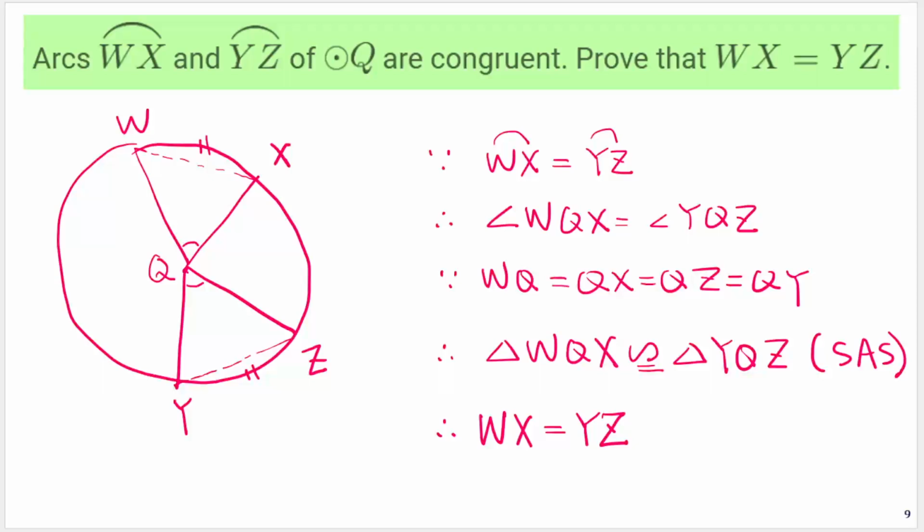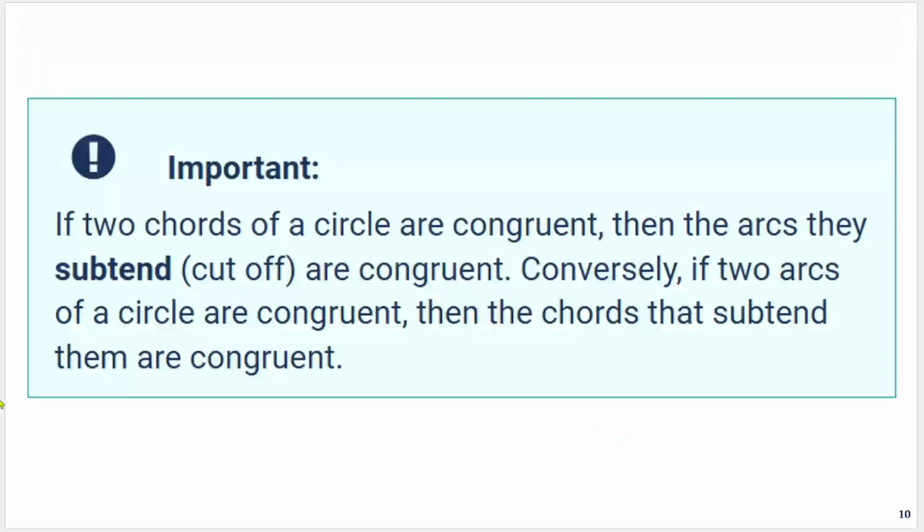So in summary, this tells us a very important property in a circle. Probably want to write this down in a notebook. If two chords of a circle are congruent, then the arcs that they subtend or cut off are also congruent. Conversely, if two arcs of a circle are congruent, then the chords that they subtend are also congruent.